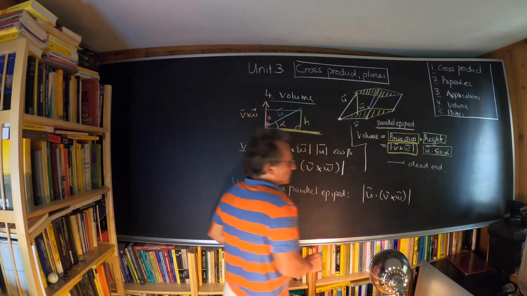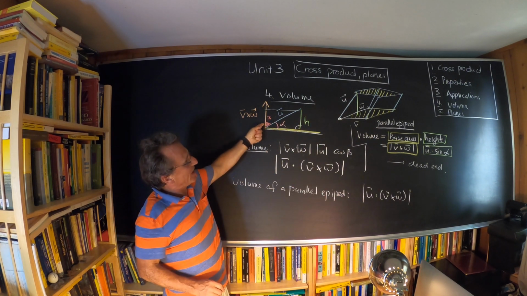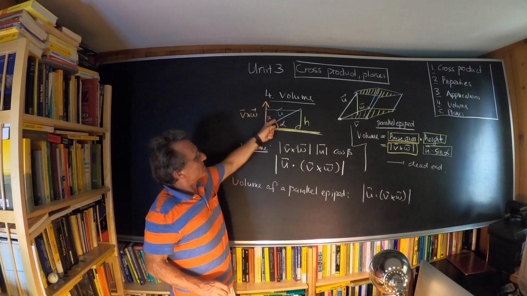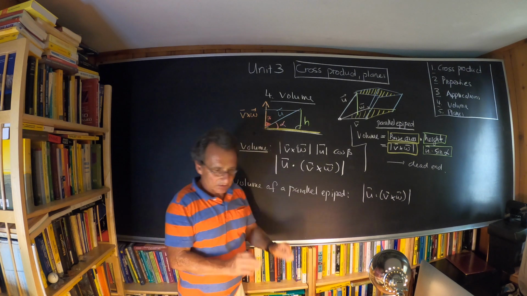Now we take the absolute value, because this could also become negative, and actually this has a relation to whether this vector u has an acute angle to v cross w or not, so that depends on the orientation.